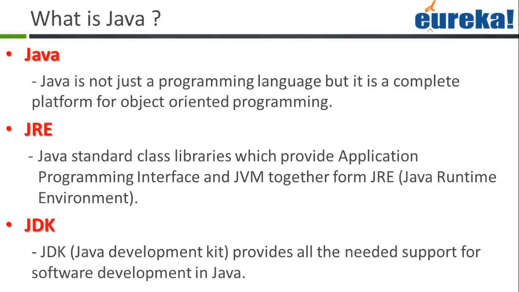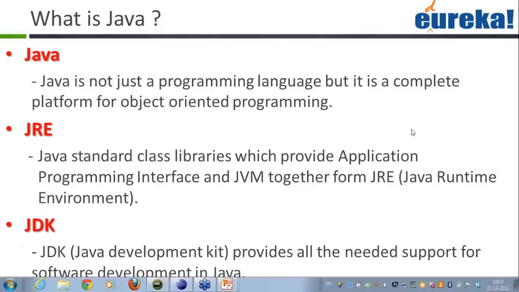Then every Java application has a runtime environment. The runtime environment consists of the standard class libraries which provide the application programming interface, and the JVM along with the JRE. It is the JVM along with the JRE that we call the runtime environment. Whenever an application runs on the machine, it creates a sandbox of its own, and it creates a virtual machine of its own in order to run on the device. So this is how the complete JRE works.